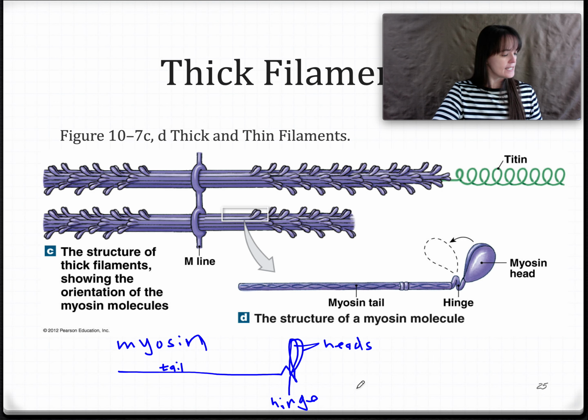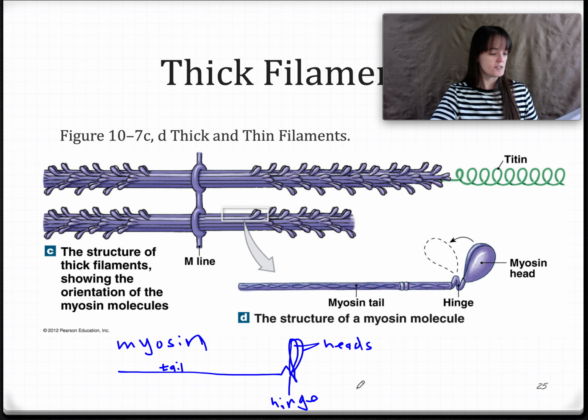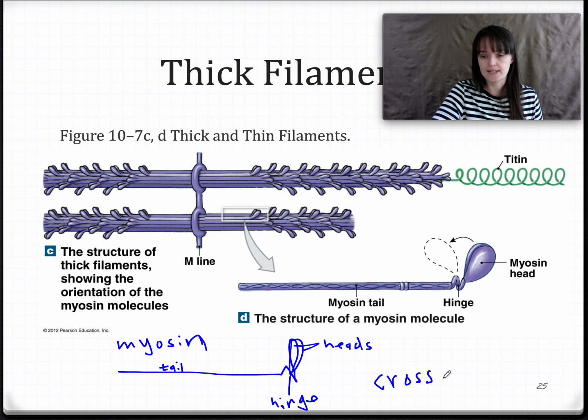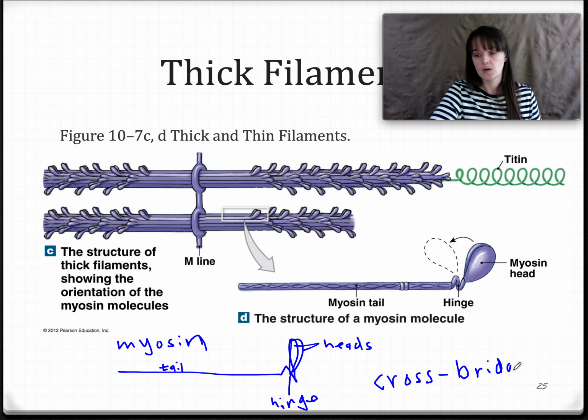Okay, thick filaments are made of myosin, which has a tail and two globular heads. The heads bind to the active site on actin, forming a cross bridge. So when the head is attached, when the myosin is attached to the actin, it's called a cross bridge. When they bind, it's called cross bridge formation. And the pivoting of the myosin head is the key step in muscle contraction. It pivots on this hinge, the hinge.